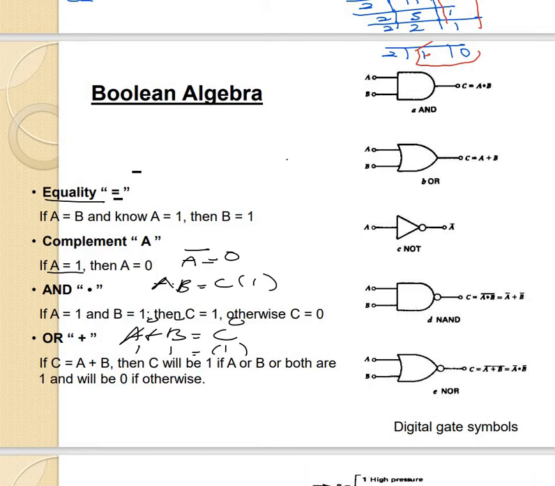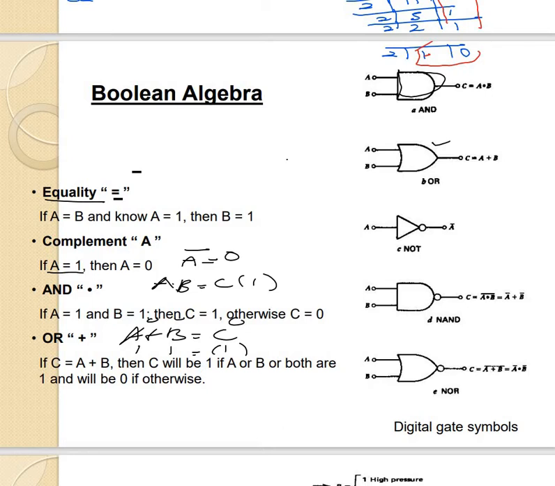Okay, so this is the symbol for the digital gate. So AND, you can see the shape of a hemispherical tank. Okay, for the AND, like what I said before, A, B, so the product C, A times B. So for the OR, the shape is like this. So for the OR, A will be added with B.